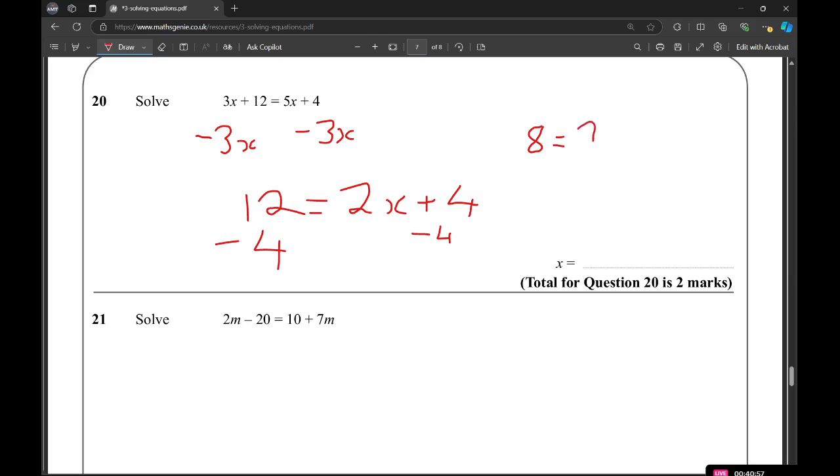I don't want 2x, I just want x. So I'm going to divide by 2 on both sides. When I do that, guys, you get 4 equals x, or x equals 4.